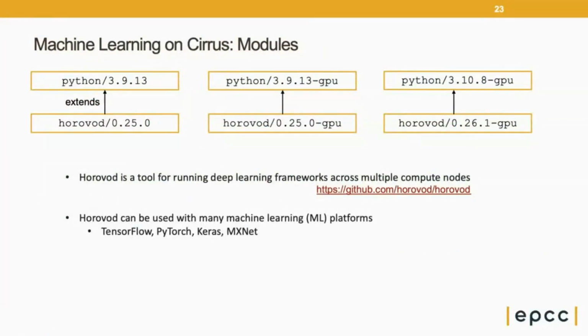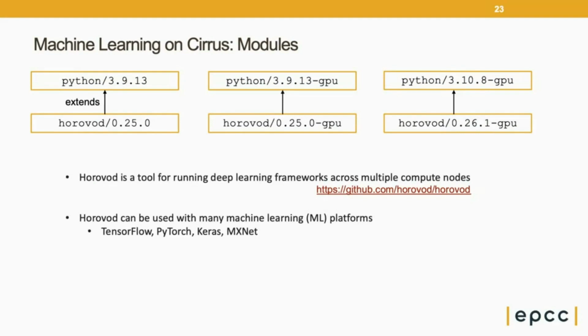So also on Cirrus, we have a number of machine learning modules, and the way we set those up, we use something called Horovod. Horovod is a tool for running deep learning frameworks across multiple compute nodes, and it has the advantage of being machine learning platform agnostic, meaning I can use it with TensorFlow or PyTorch. I'm not restricted to a particular platform, and I thought that would be more attractive to users.